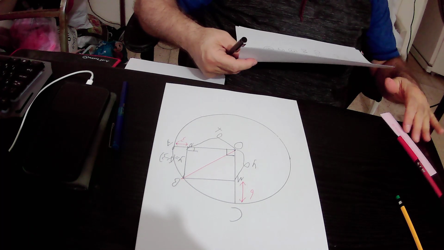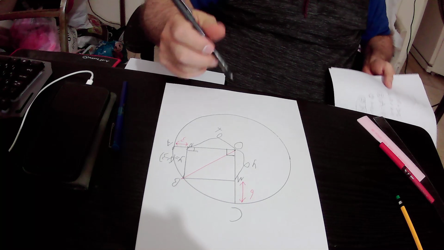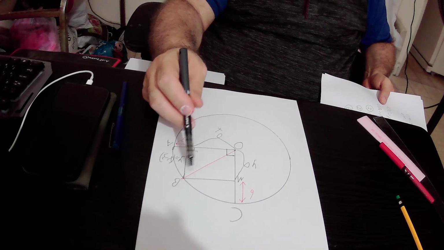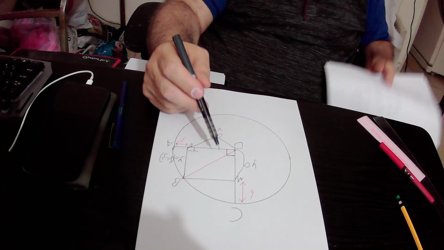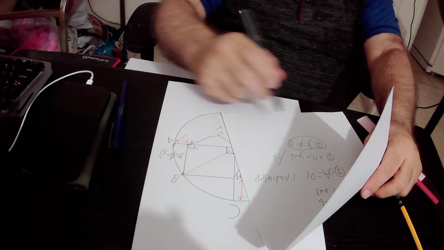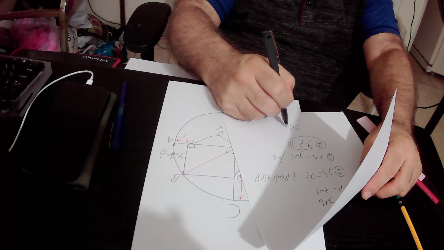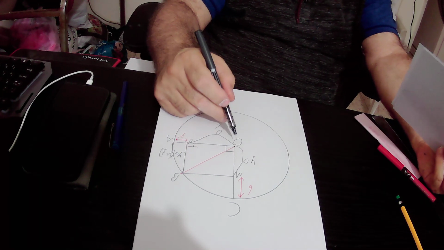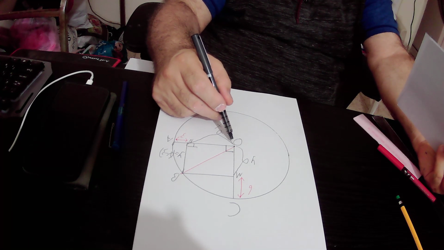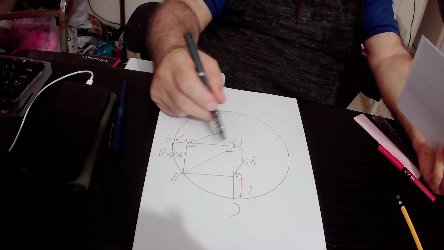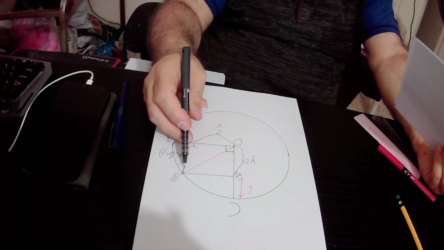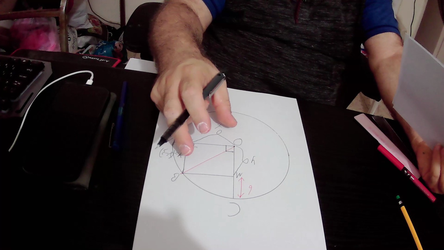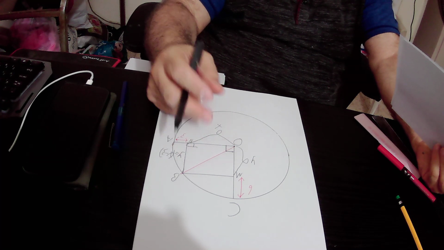And actually OB is also the radius of this circle. Let's add here that OB equals r. OB is the radius of the circle because line segment OB starts from point O, that is the center of the circle, and ends at point B, that is a point on the circle itself. For that reason, line segment OB is the radius of this circle.